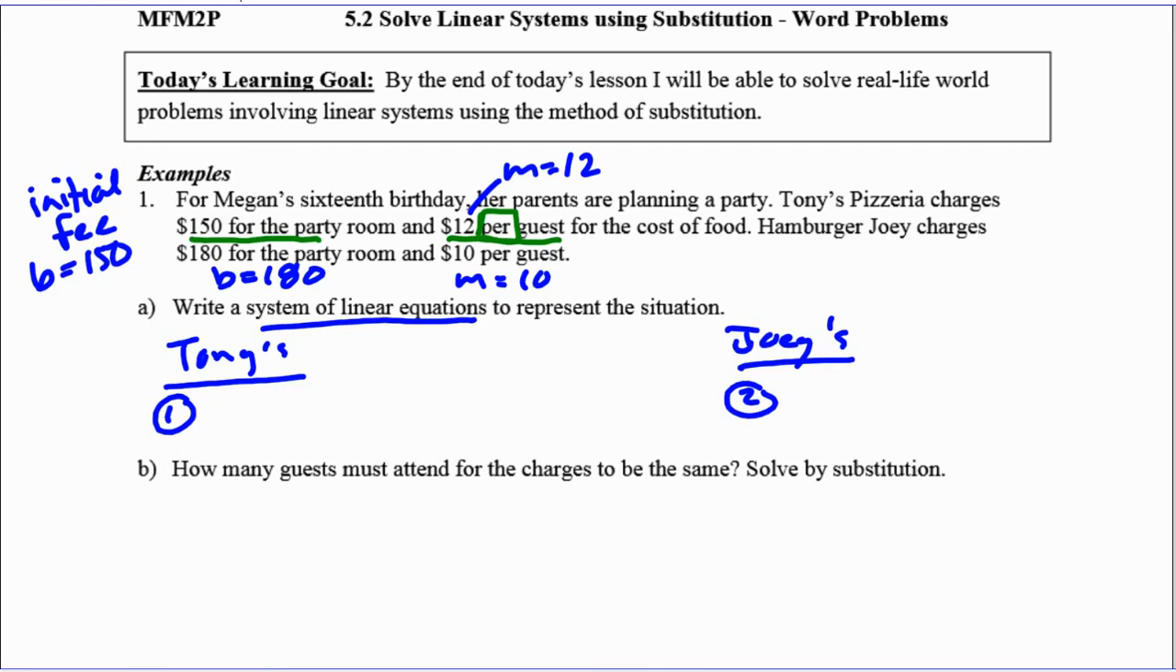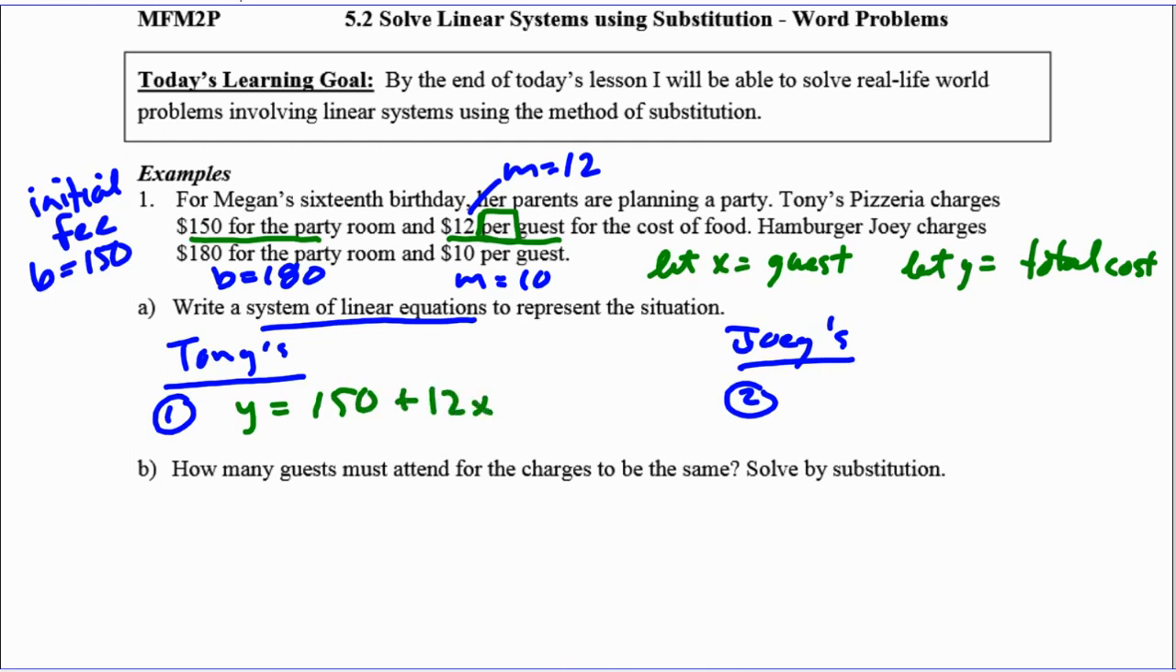So for number 1, first of all, let x represent the guests. Let y be the total cost. So if we said y equals 150 to start plus $12 per guest, that would be a linear equation. We get a system of linear equations when we have two of them. I'm going to call that y1, little y1, and a y2. Okay, so in the second one, in the hamburger joint, we get 180 plus 10x. And now we've made a system of equations. I know this confuses a lot of students, this wording of system of equations. All that means is come up with your two equations.